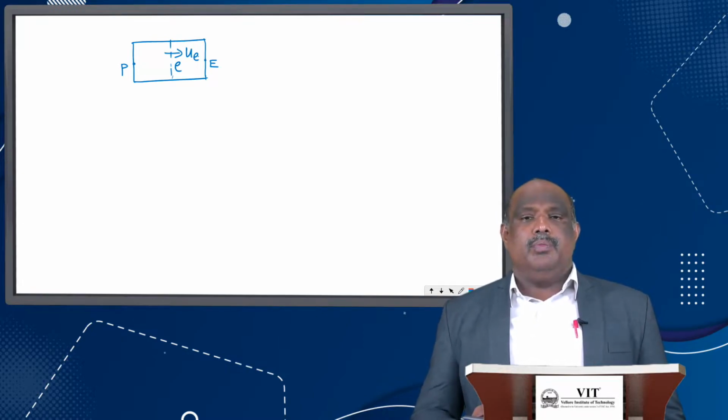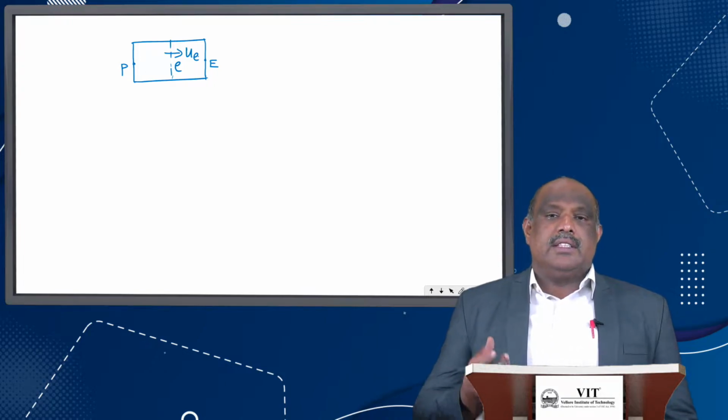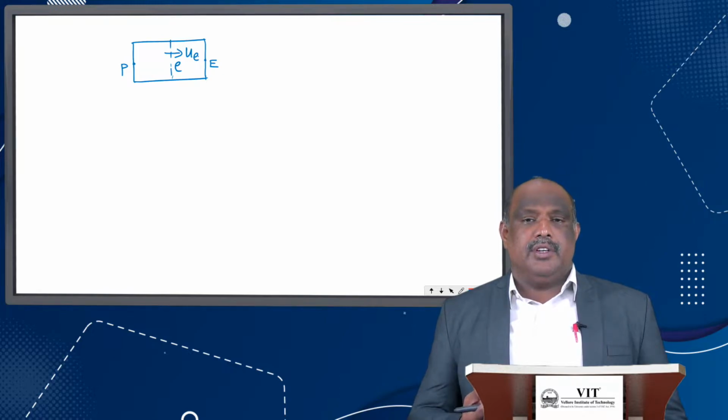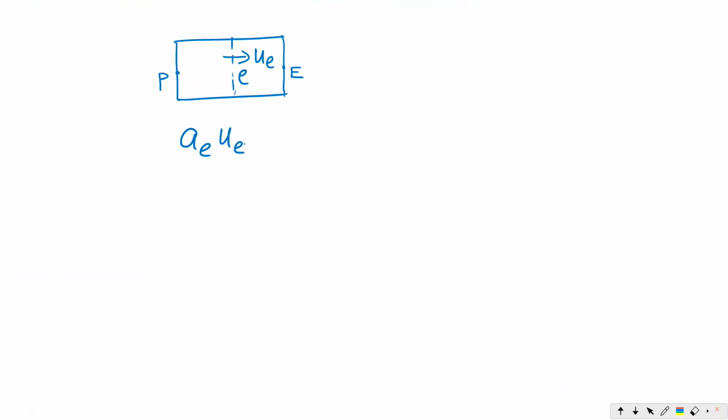So what we are going to do is discretize in the finite volume method just like for a convection diffusion equation. Generally it will be like this: ae ue, because I want to find the value of the velocity at the face e. So my intention is to find the velocity at the face e. So ae ue will be equal to a_E UE plus aP UP.